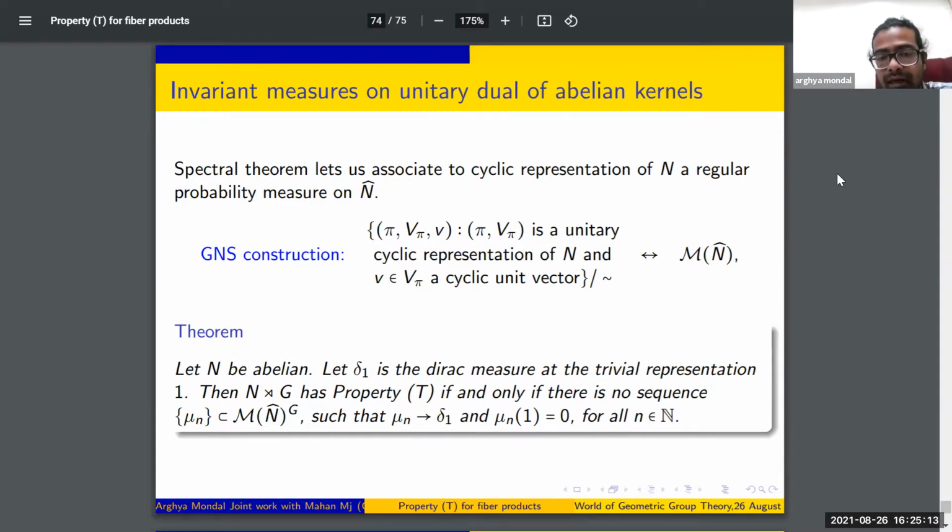And then we have a characterization of property T of the semi-direct product when N is abelian. Let delta 1 be the Dirac measure at the trivial representation in N hat. Always we are assuming that G has property T. So the semi-direct product has property T if and only if there cannot exist a sequence of G-invariant probability measures which converges to the Dirac measure delta 1 and which does not have any atom at 1. So that is another characterization of property T for semi-direct products. So that finishes my talk.